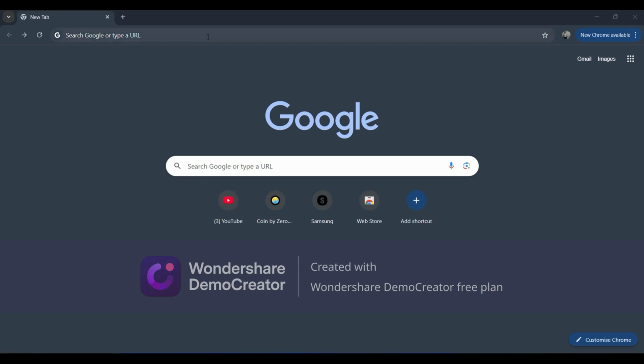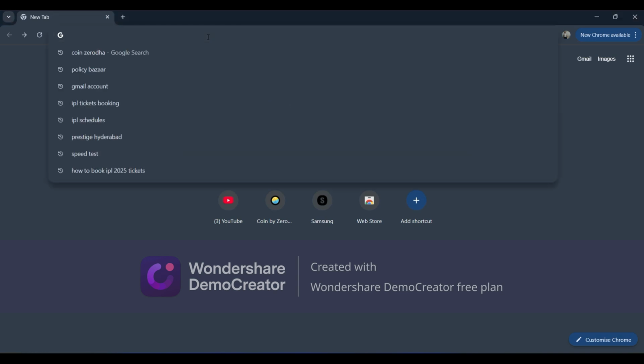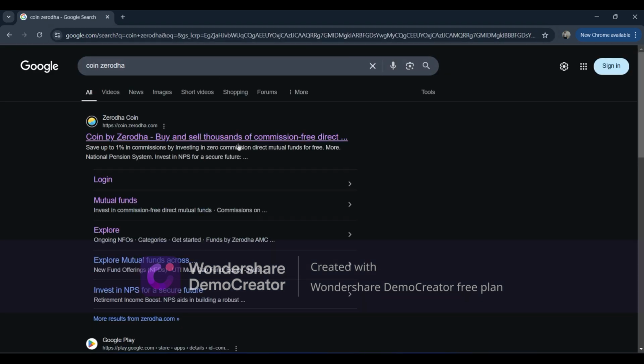Hey, hi everyone. In this video, we'll be talking about one of the small cap mutual funds, and we'll be discussing the complete details of this mutual fund that everybody wants to know, and everybody should be aware about. So let's start. First, we will be going to the direct mutual fund platform, that is Coin by Zerodha.